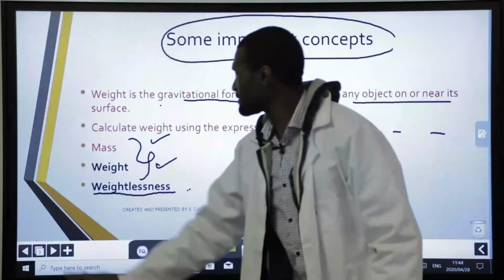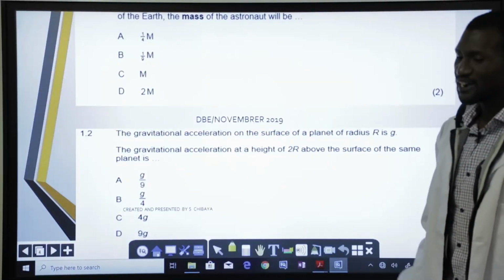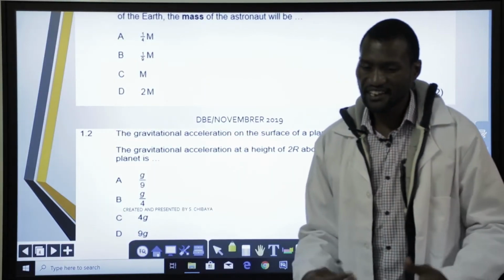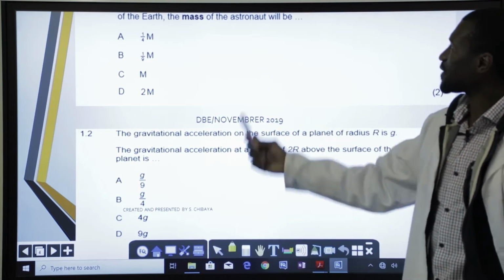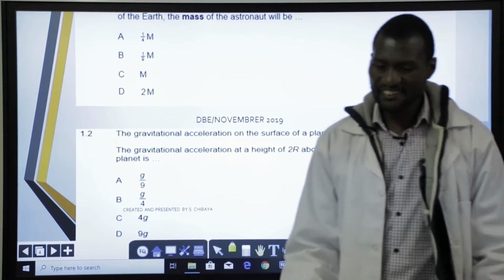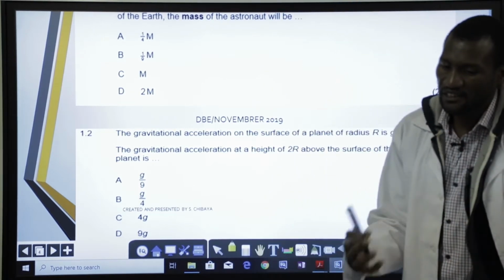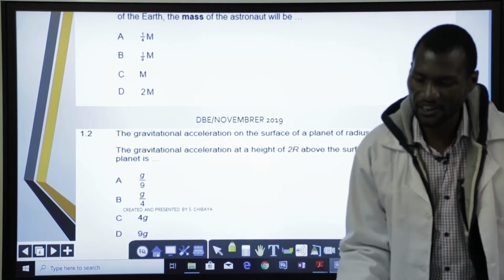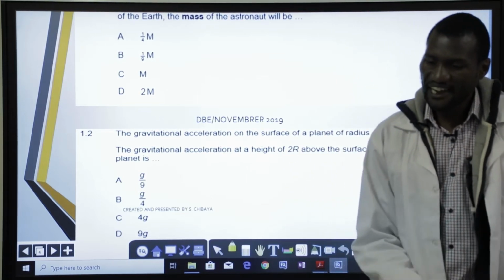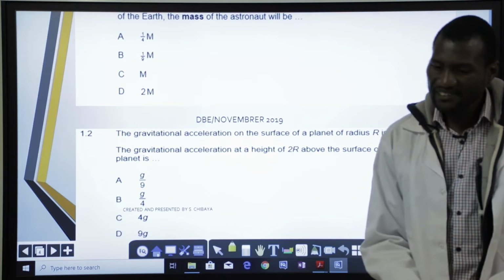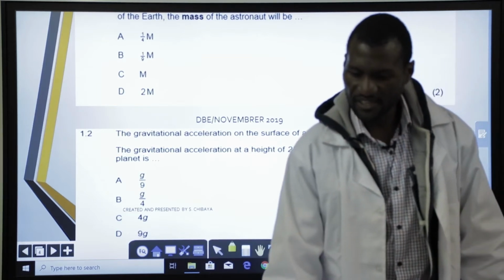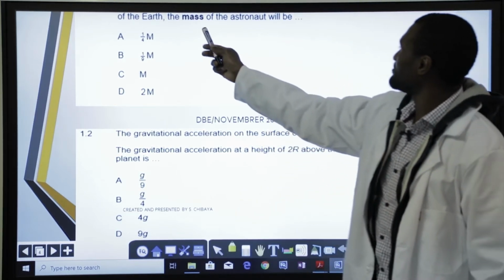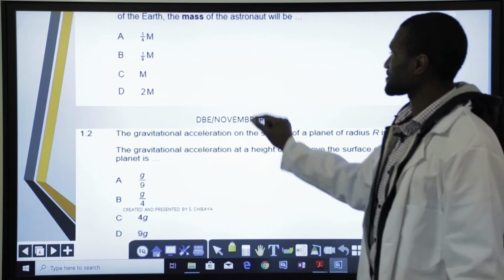Let's move on now to some questions quickly and find out what exam questions ask us about. Here is one question that says the mass of an astronaut on Earth is m. The astronaut is at a height equal to twice the radius of the Earth. What will be the mass of the astronaut?